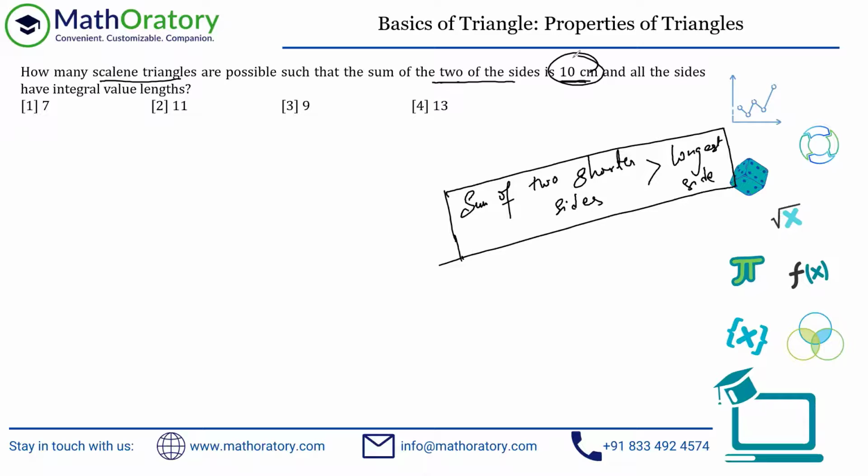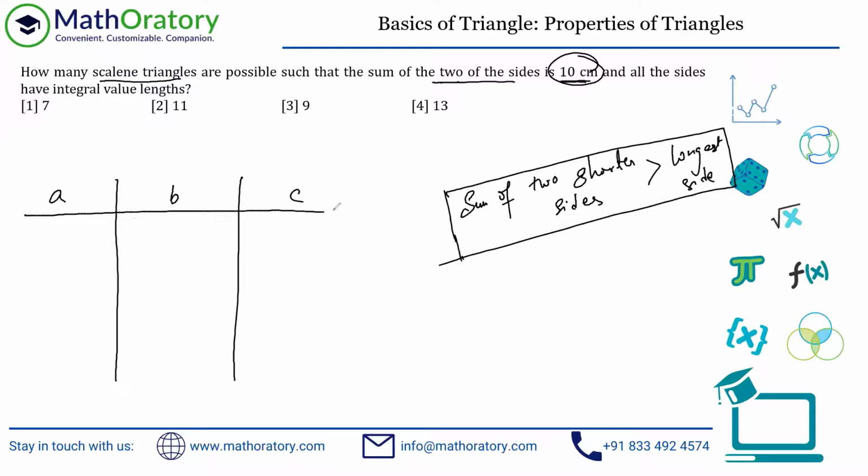So in this case, what I'm going to do is denote the three sides as a, b, c, or let me use small a, small b, small c. So a, b, and c. And then I'm just going to take cases here.